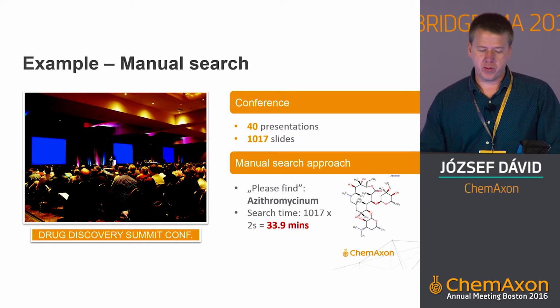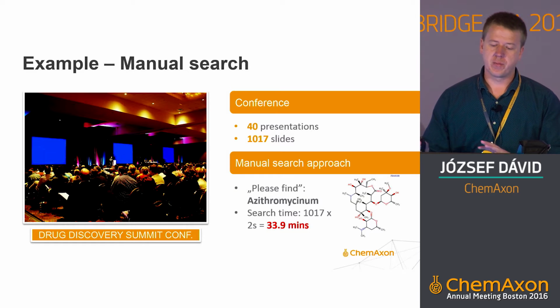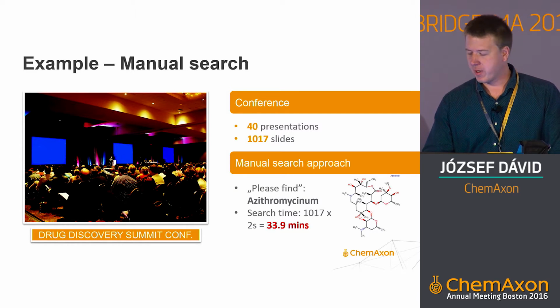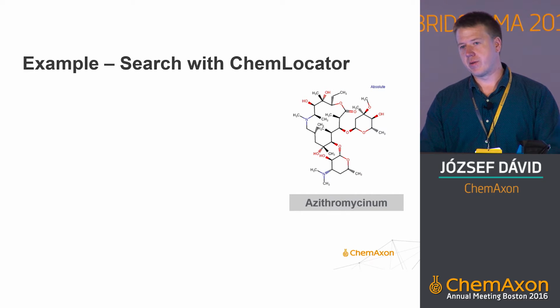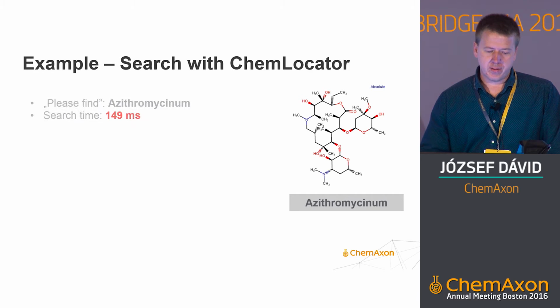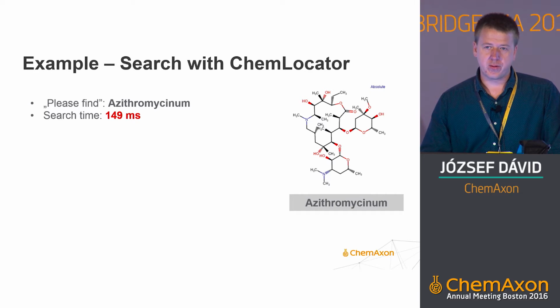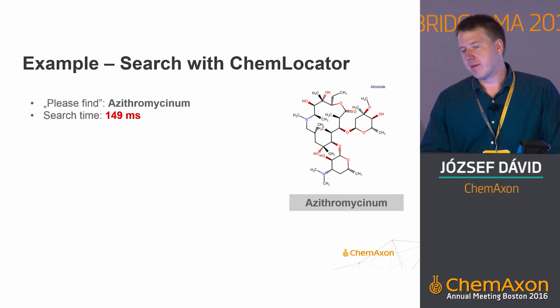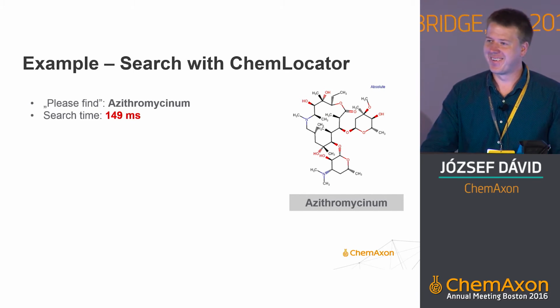Probably by that time you have guessed that our new tool, new solution is somehow about searching, chemical searching, and that's true. So I would like to show you how you can achieve the same using this new tool called ChemLocator. The task is the same, find this particular presentation, and the search time is just 149 milliseconds. It seems to be much better than half an hour, of course, in the worst case.